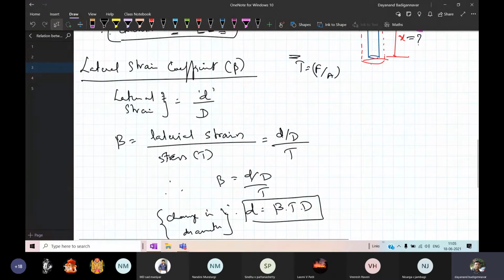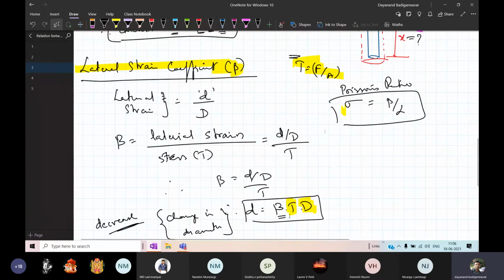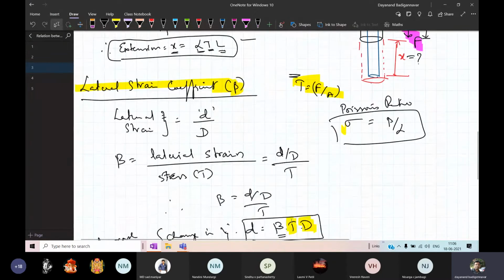I can find the change in diameter. It is actually a decrease in the diameter d, and to calculate that, I should know beta, the lateral strain coefficient, the applied stress T, and the original diameter D. If you know all these things, you can calculate it. So here I have defined Poisson's ratio as sigma equal to beta by alpha. We are using all these here, and you keep one thing in mind.